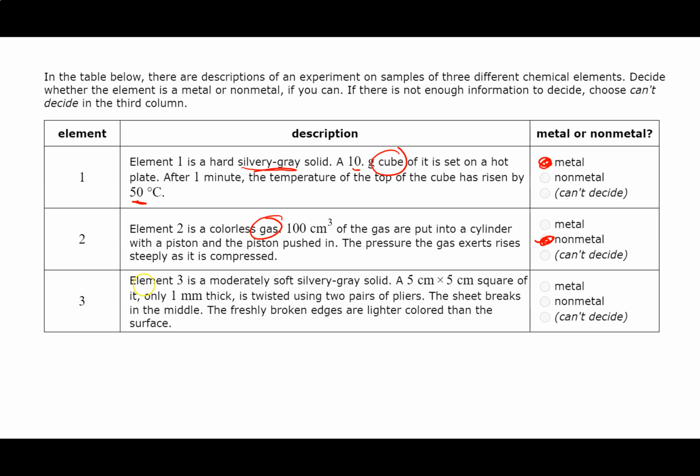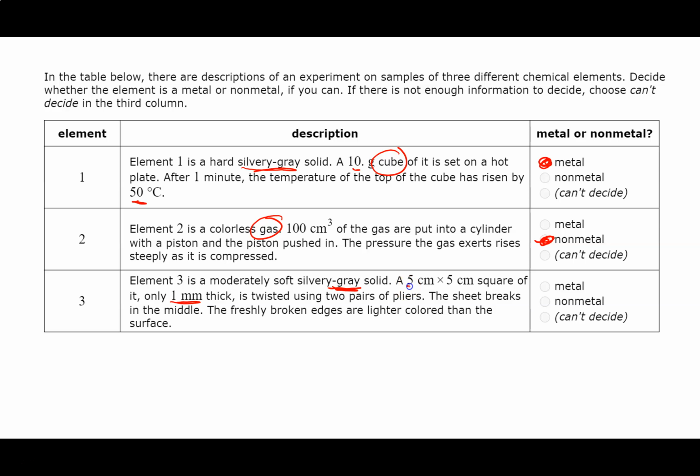Okay. Element 3 is a moderately soft silvery grey solid. So it could be a metal. A 5 centimeter by 5 centimeter square of it, only 1 millimeter thick. So this is like a really thin layer of it, right?